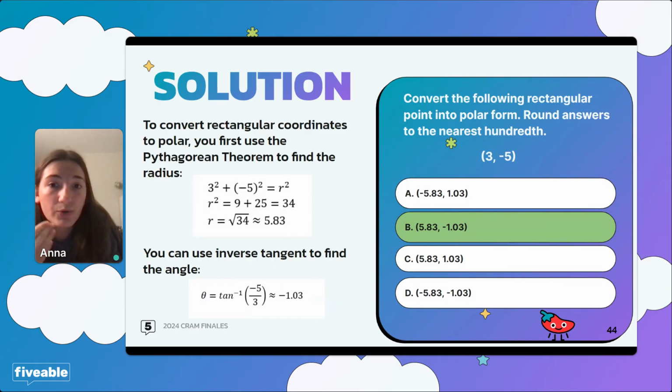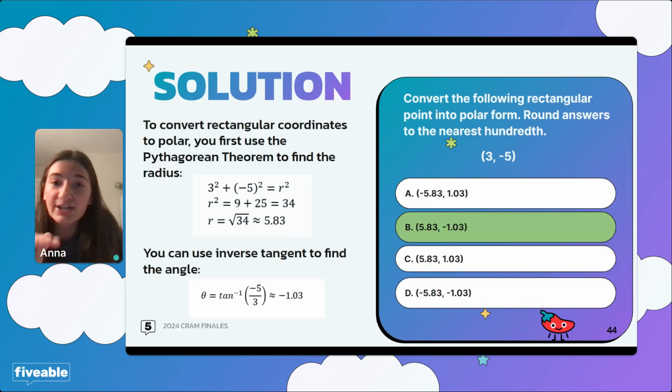Okay, but for our solution here, we were given it in rectangular form, and then we converted to our polar form using the hypotenuse and that kind of Pythagorean theorem that gives us the radius. And then to find the angle, we did that theta and then the inverse trig to get that. And notice that it's a negative theta angle there. So that negative 1.03 in radians is about negative 60 degrees.